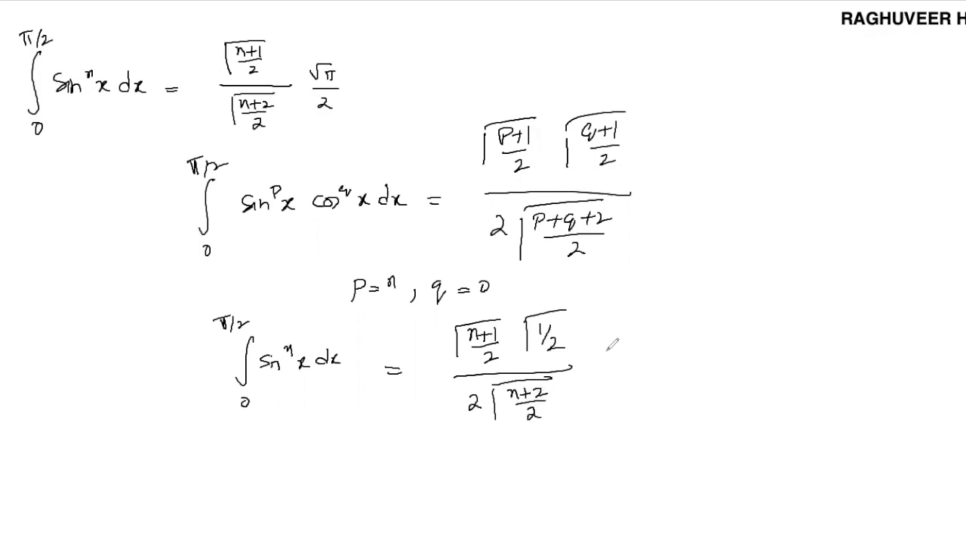Okay, so here gamma 1 by 2 is root pi. So by substituting it, we get on the right hand side, gamma n plus 1 by 2 by gamma n plus 2 by 2 root pi by 2. Yeah, so this is the final answer.